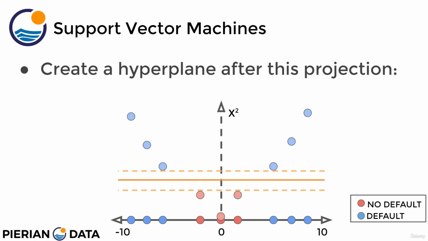And notice how we were able to take something that was not perfectly separable, and actually create something that was perfectly separable in this particular case using this kernel projection. Which means we now have the ranges that we're going to classify someone as a noDefault or default.